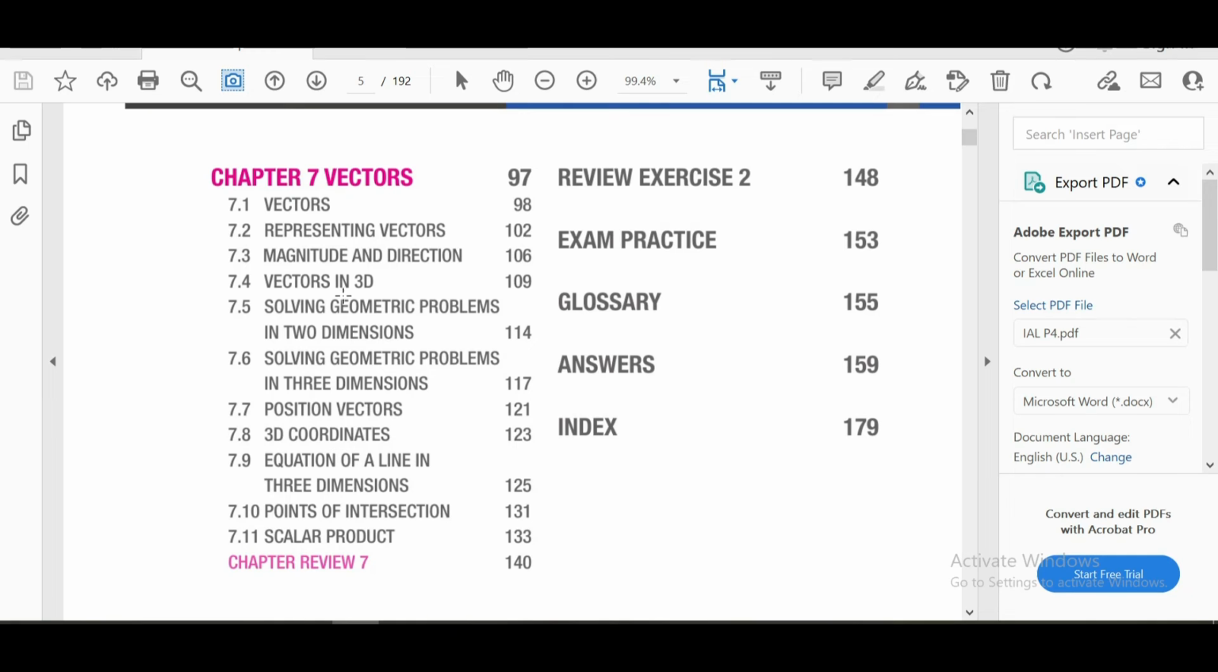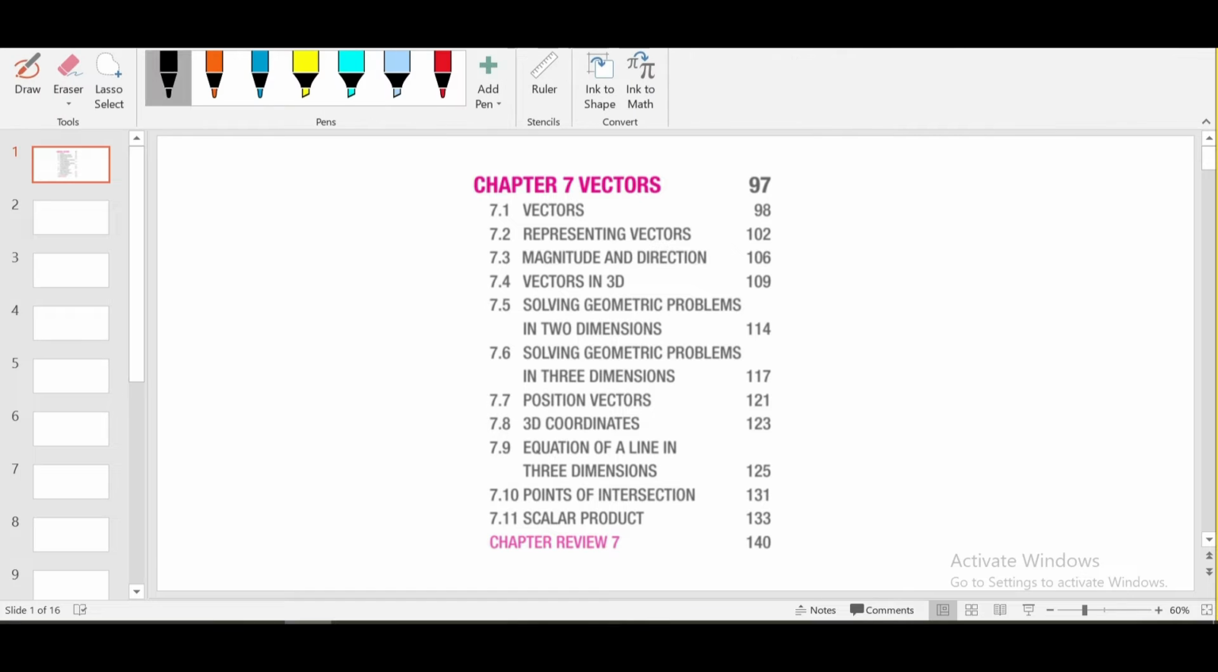We finished 7.1 and 7.2, right? Yes. Okay. So in this lesson, we are going to start 7.3 magnitude and direction. Write the title. I'll explain this.